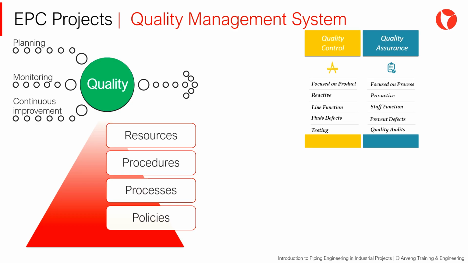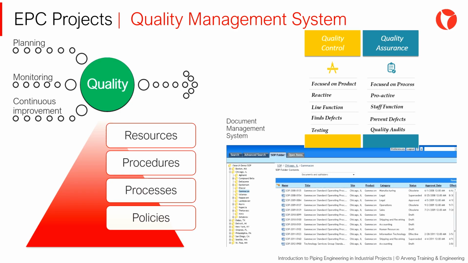Quality control is focused on the product and on carrying out tests to identify potential defects to be corrected. Quality assurance, on the other hand, is focused on processes with the aim of preventing defects proactively. Both functions are essential and complementary to each other. In parallel to quality control and quality assurance tools, a document management system is needed. Such a system helps to maintain complete traceability on all the documents generated and used throughout the life of our project.